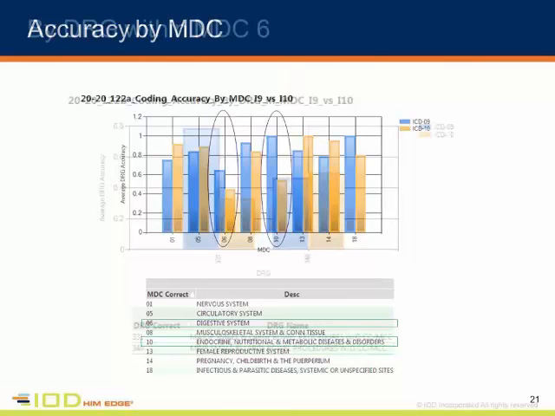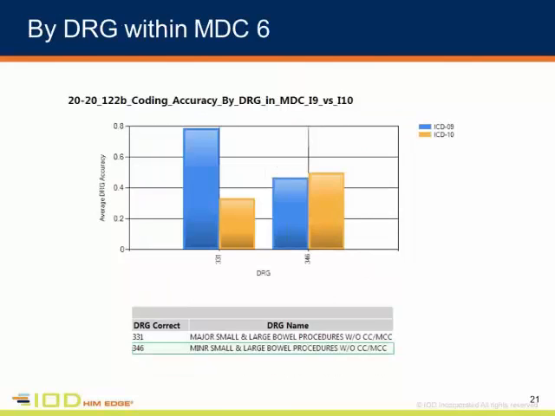There were two different DRGs coded in this MDC in ICD9 and ICD10, 331 and 346. ICD9 coding in DRG 331 was close to 80%, much better than it was coded in ICD10, where only 1/3 of those got the DRG right. We can see here that DRG 346 was problematic in both ICD9 and ICD10, with about 50% accuracy in both coding systems. So let's take a deep dive here into DRG 346 using a view that wasn't available in the productivity assessment, the ability to evaluate the pattern of errors.